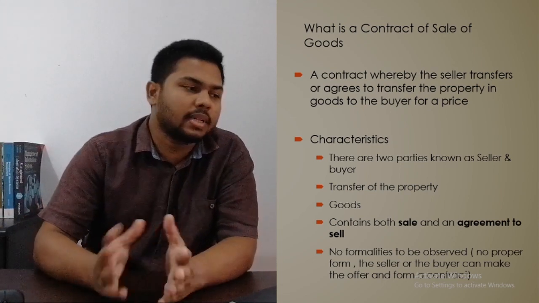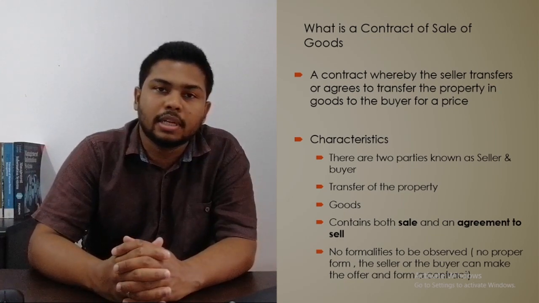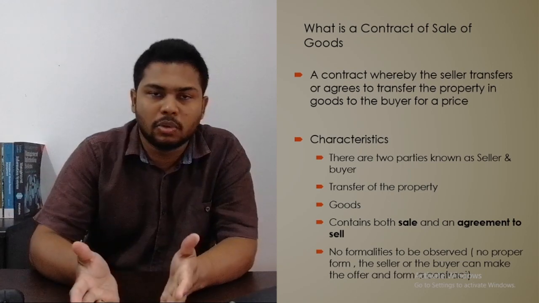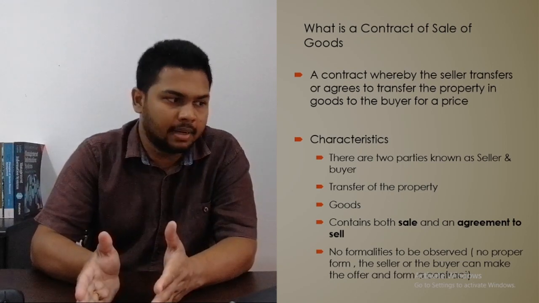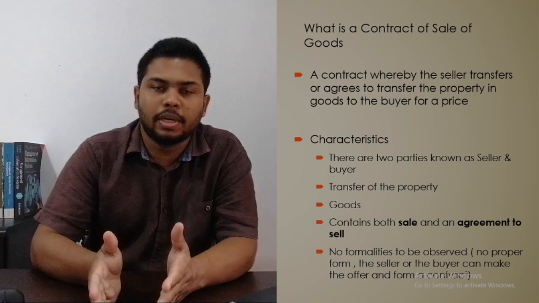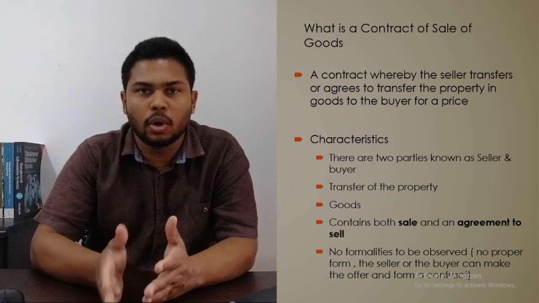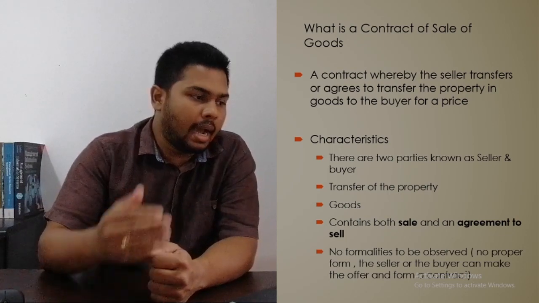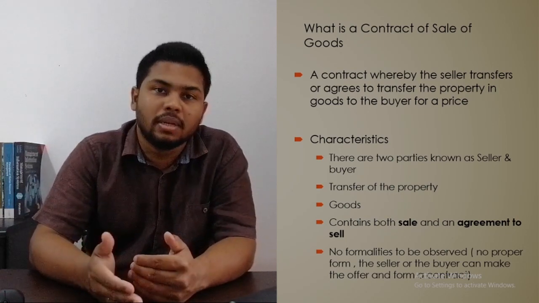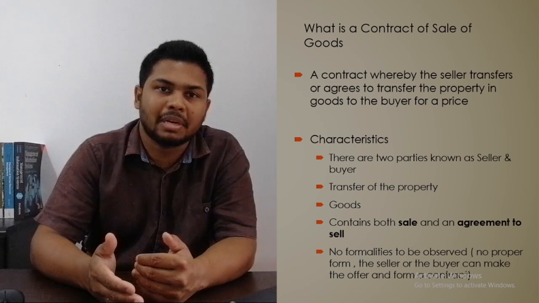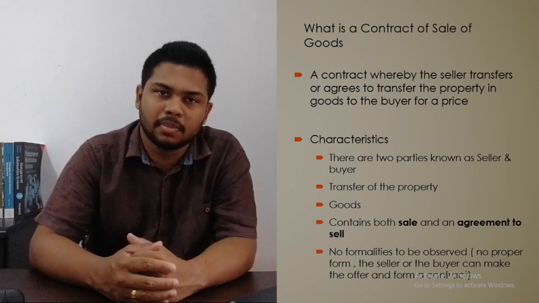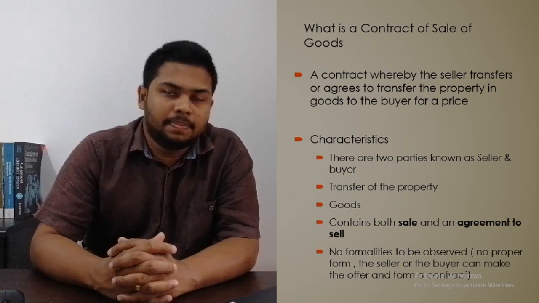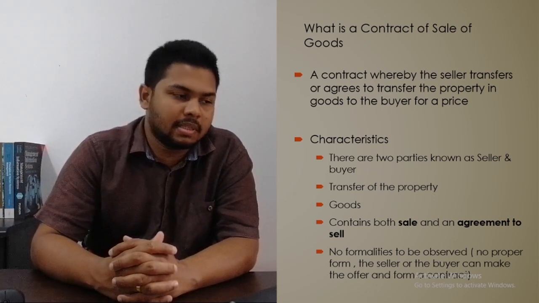Now, when it comes to the characteristics of the contract of sale of goods, we can see these things. There are two parties known as buyer and seller. It's clear. And transfer of the property. As I told you earlier, the title or the property or the ownership of that particular product will be transferred to you, right? And also there should be a good, otherwise you can't claim the title or the ownership. It contains both sale and agreement to sell, which is a future circumstance.